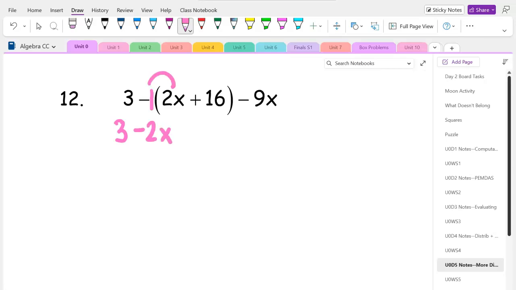-1 times 2x is -2x. -1 times 16 is -16. Drop down that -9x.